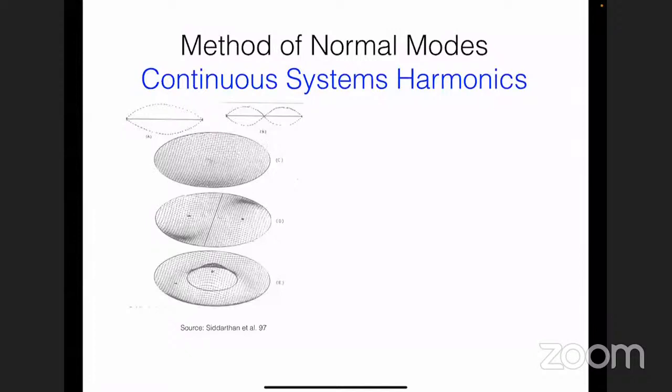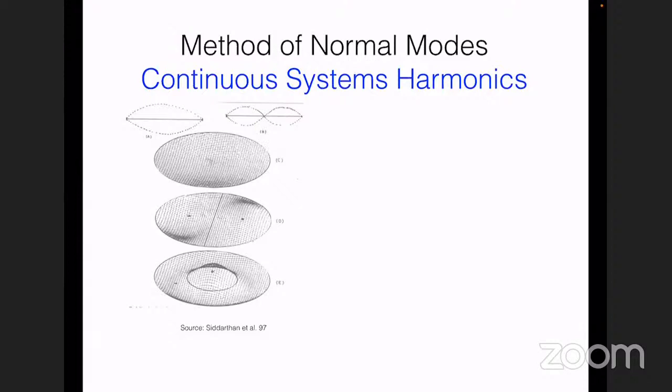So if you say that I have this method of normal modes and I'm looking at the continuous system harmonics, you can take a 2D sheet. So this is like doing the previous video that we had. You now consider, let's say, a 2D membrane, and you ask the question: what are the analogous vibrating shapes?